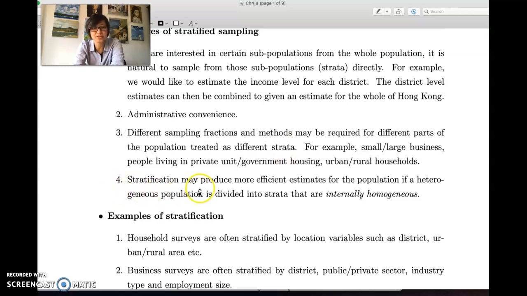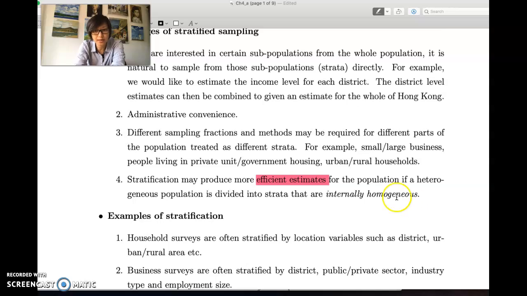Most importantly, stratification may produce more efficient estimates for the population. This is the most important part. Let me try to underline it. They are becoming more efficient estimates. So that means we are likely to have a smaller estimated variance for our sample mean. If the population is heterogeneous and divided into strata that are internally homogeneous, then stratification would be most efficient.